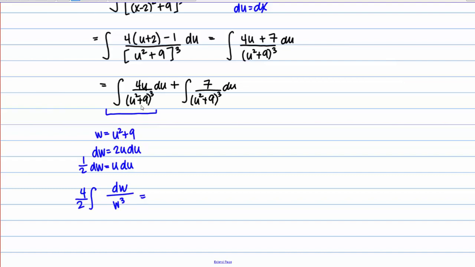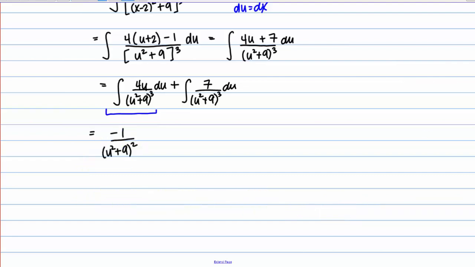So this is 2 times the integral of w to the negative 3 dw, and we can solve that. So that's 2 w to the negative 2 over negative 2. I'm going to leave off the plus c for now, and we'll just add it in at the very end. So it looks like then I get negative 1 over w squared. So negative 1 over the quantity u squared plus 9 squared.